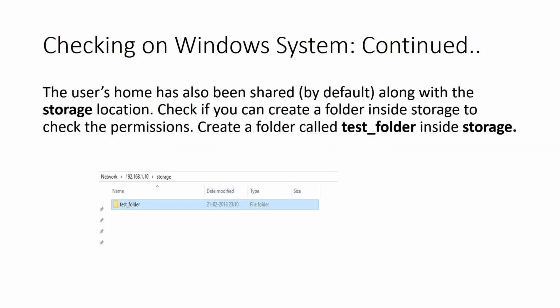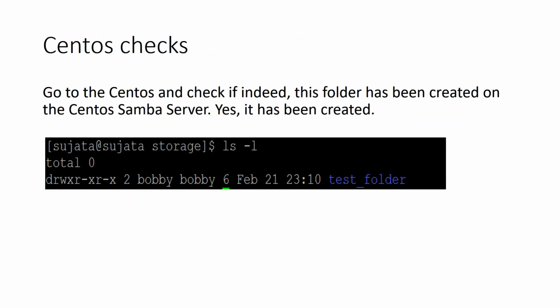The user's home directory has been shared by default along with the storage location. Check if you can create a folder inside the storage directory to check the permissions. Create a folder called test_folder inside the storage directory. So inside storage, we have created this directory called test folder. Let us go back to CentOS and check if indeed this folder has been created on the CentOS Samba server. As you can see, it has been created. So all the permissions are checking out.